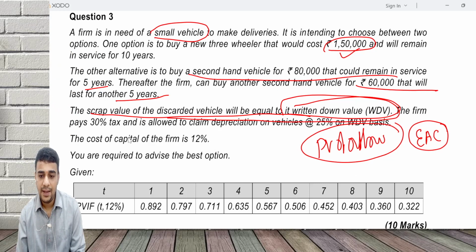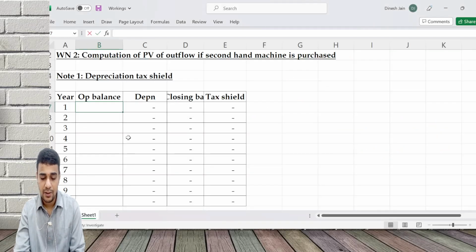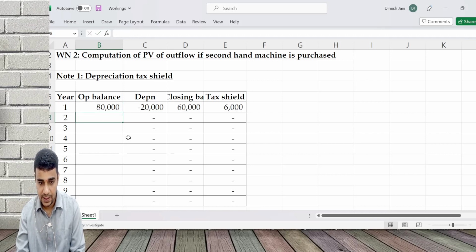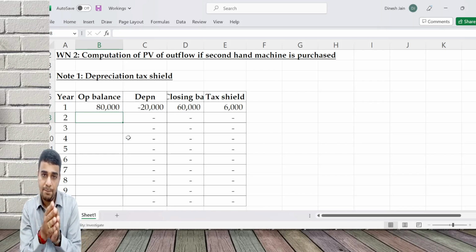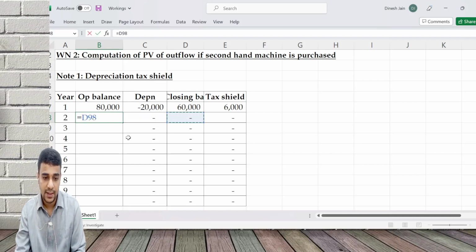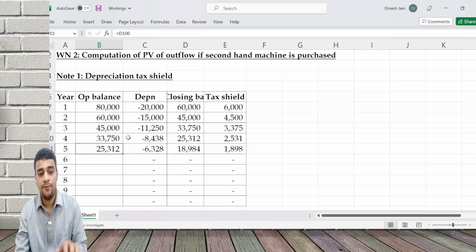The rate remains same, 25%, but here you will buy and sell it at the end of 5 years and then buy another machine. So initial cost is 80,000, 25% depreciation, 60,000 closing balance. Depreciation tax shield is 30% of depreciation. It goes on like this for a period of 5 years, as 5 years is the usage.